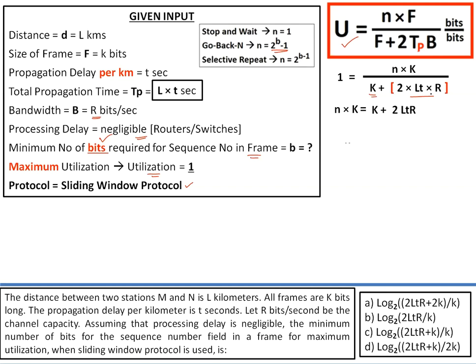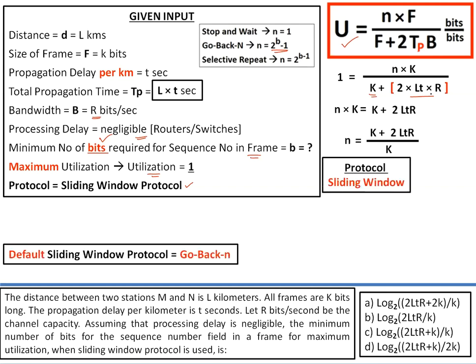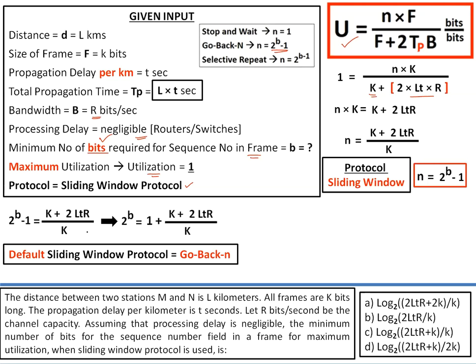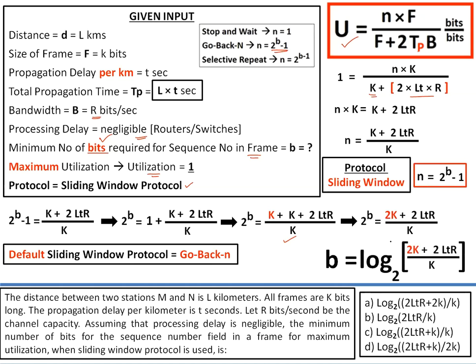k plus 2 LtR, by k. Sliding window protocol, that means go back n. N is equal to 2 power b minus 1. So 2 power b minus 1 is equal to this. This implies 1 plus, if you take LCM, this will be 2 power b is equal to 2k plus 2 LtR. That implies b is equal to log base 2. So answer will be E, guys.